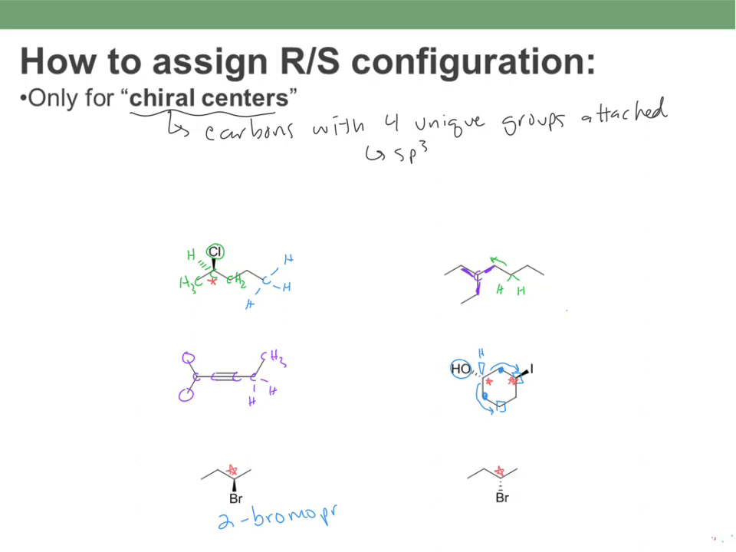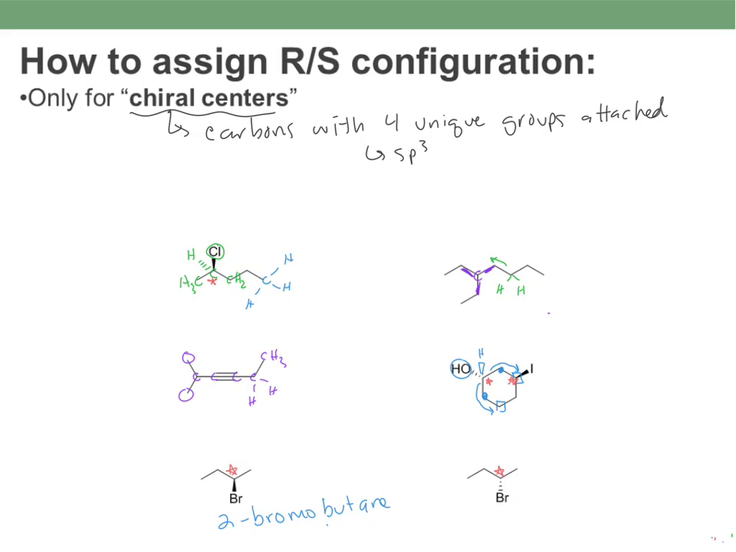Or sorry, not propane, butane. So 2-bromobutane. And I need to tell the difference between these two. I need to know, am I talking about the drawing that I have here on the left, or am I talking about the drawing I have here on the right? And so that's what we use R and S configurations for.